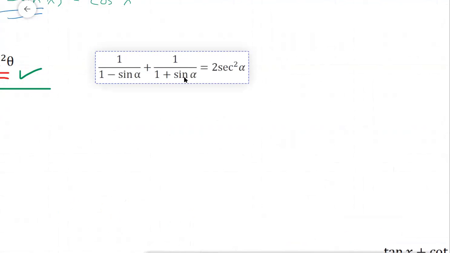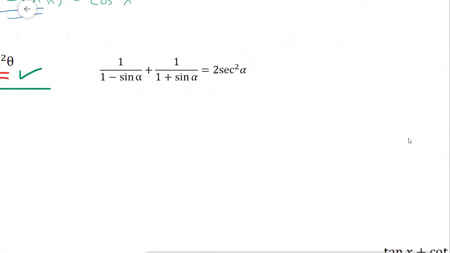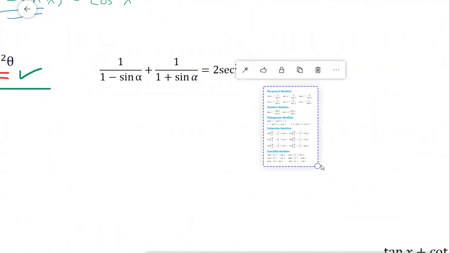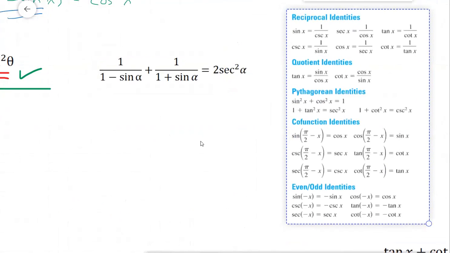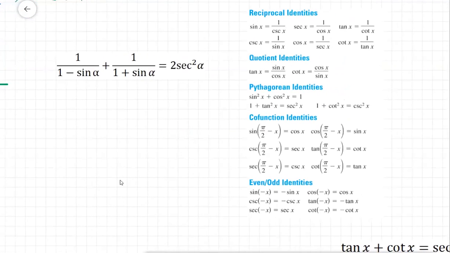Let's get this one on the screen. And let me see if I can... Here's a little identity sheet we can work with over here. So let's put that in, okay? So, all right, let's work on this next one.